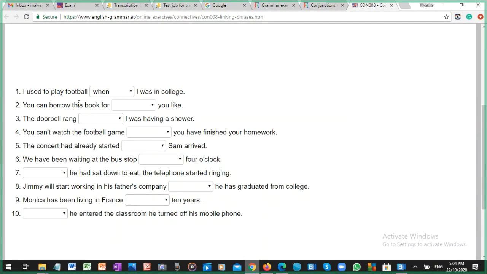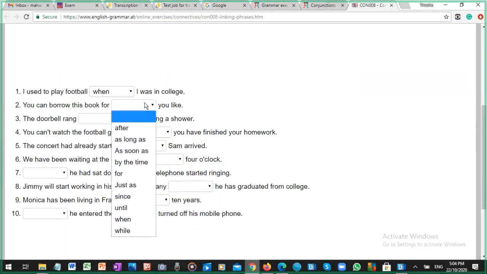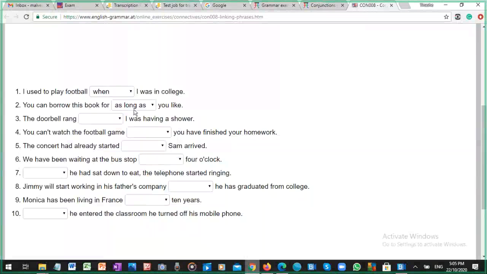Okay, well done. And number two, you can borrow this book for dash you like. You can borrow this book until you like. It's for dash as you like. So which one is the correct one? As long as. Okay, well done. So you can borrow this book for as long as you like. Is that okay?